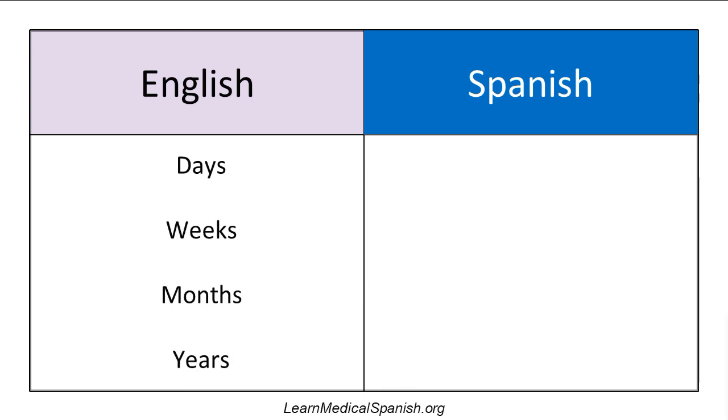And here's some other examples. We're going to go through days, weeks, months, and years. So start with days. Días. Quick note, día sounds like it should be feminine, but it's actually masculine. So it's just one of those exceptions that you kind of got to memorize. So it'd be cuántos días.